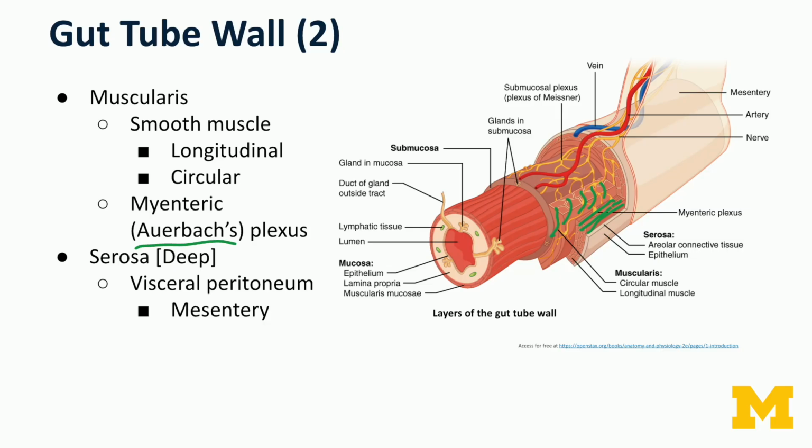plexus. And then the most deep layer of the gut tube wall is known as the serosa, or the serosal layer. The serosa is visceral peritoneum. So that is a layer of, specific layer of a serosal membrane that is attached to the gut tube wall as an organ. And very frequently we'll refer to this as a mesentery, as we'll discuss.